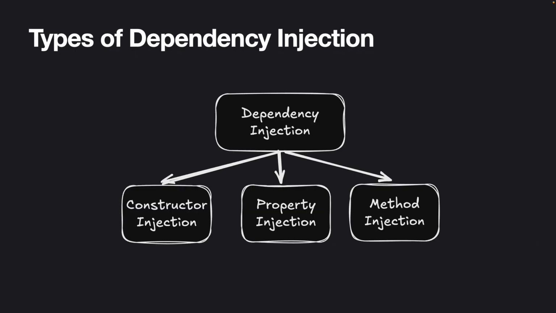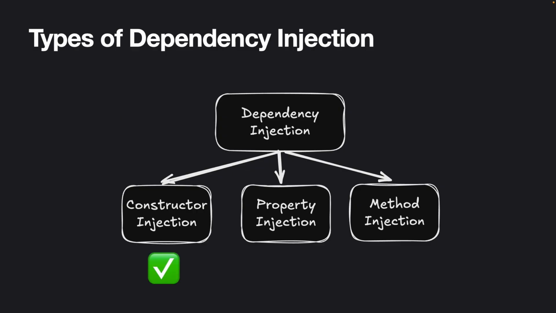There are three main types of dependency injection in Swift. First is constructor or initializer injection. Basically, you pass what you need into the init method. Second is property injection. You set a public property after you've created the object. Third is method injection. You just pass dependencies into a function when you call it.